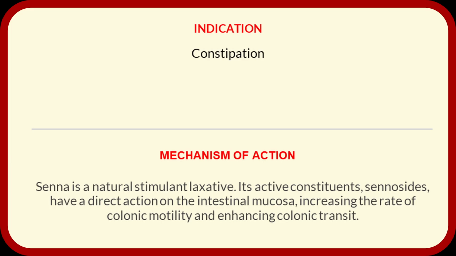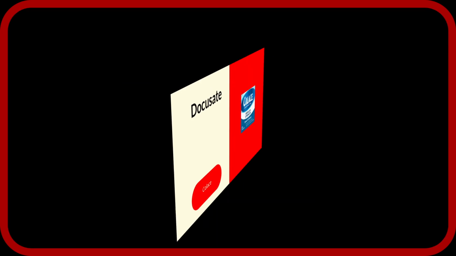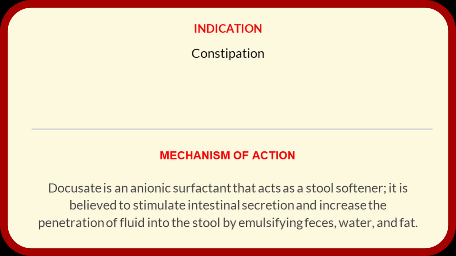Senna is a natural stimulant laxative. Its active constituents, sennosides, have a direct action on the intestinal mucosa, increasing the rate of colonic motility and enhancing colonic transit. Next, stool softeners. Docusate, with the brand name Colace, is used for constipation.